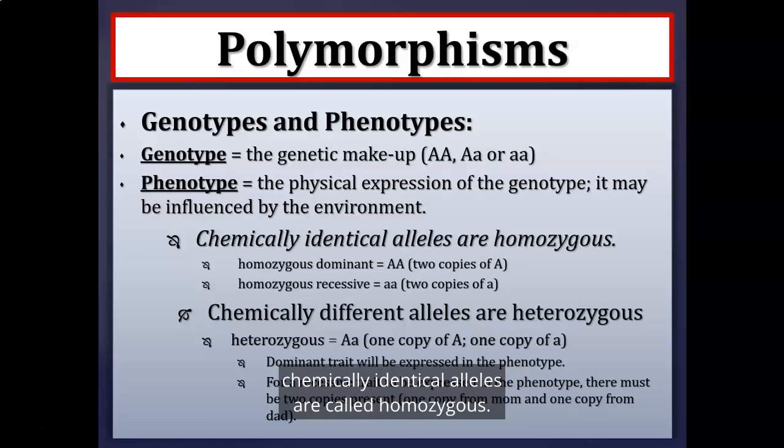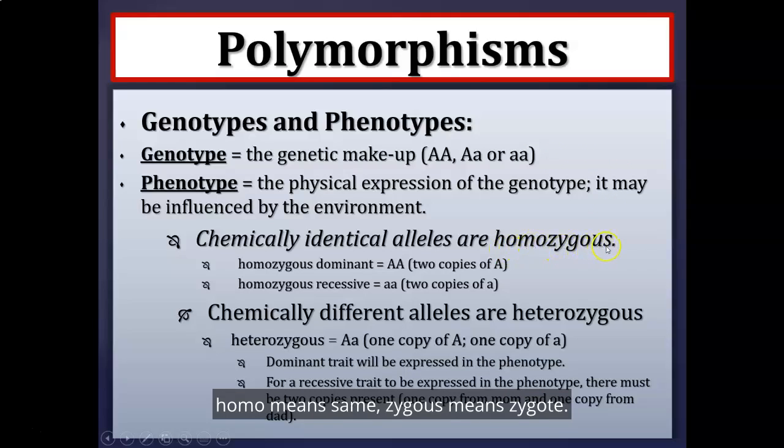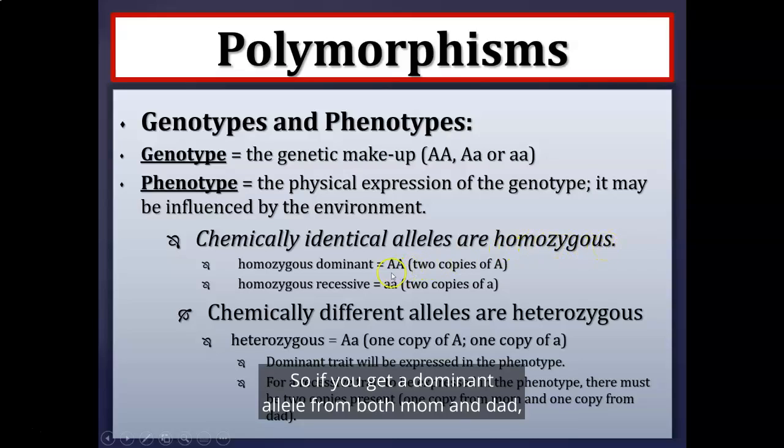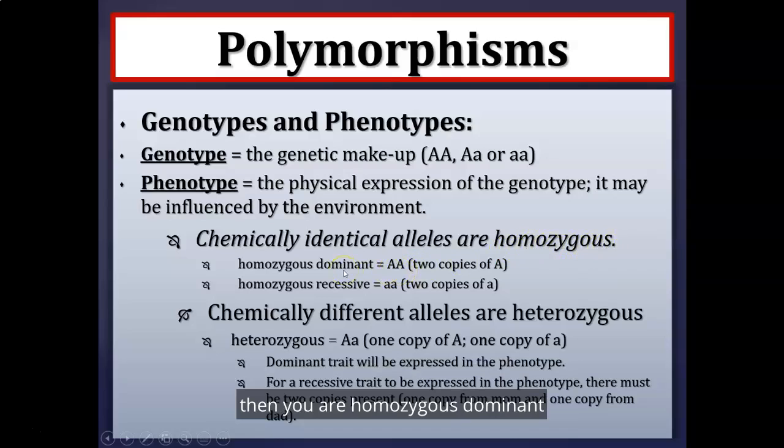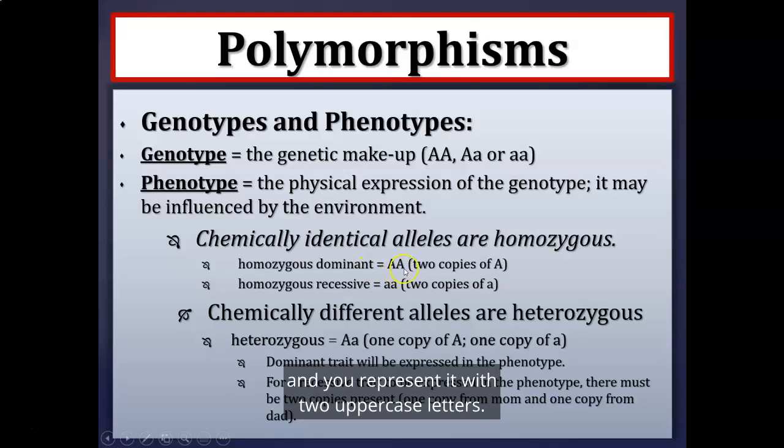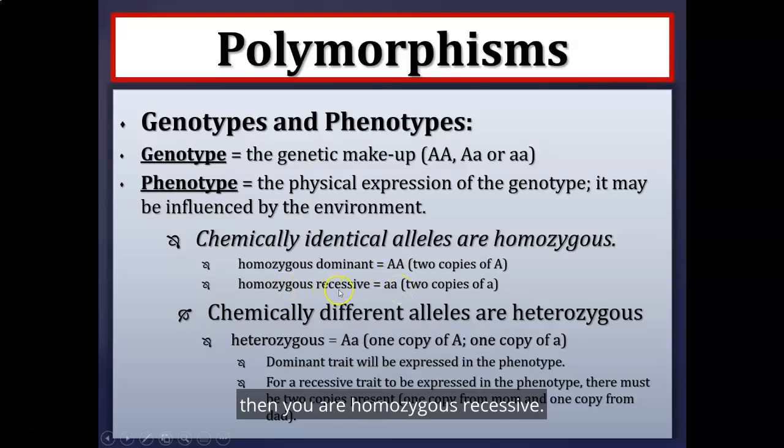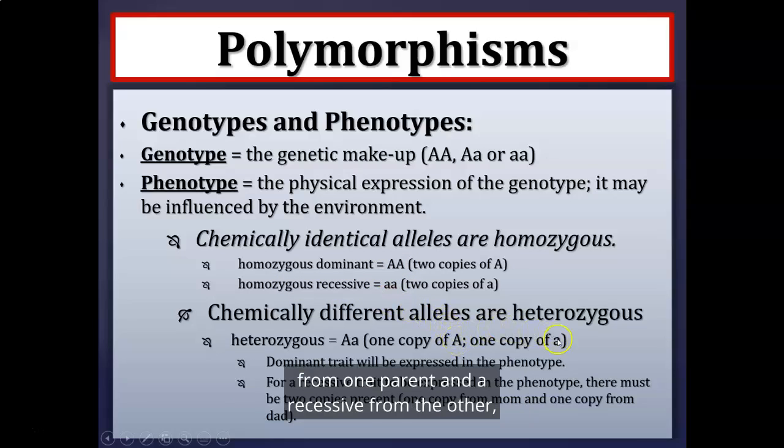So just to review, chemically identical alleles are called homozygous. You break that word up: homo means same, zygous means zygote. If you get a dominant allele from both mom and dad, then you are homozygous dominant and you represent it with 2 uppercase letters. If you receive a recessive allele from both mom and dad, then you are homozygous recessive. If you receive a dominant allele from one parent and a recessive from the other, then your genotype is heterozygous for that trait.